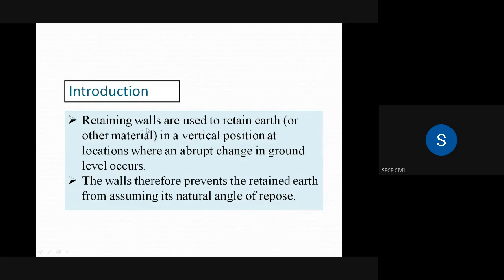So a retaining wall is nothing but a wall used to retain earth. Earth is nothing but soil mass. Retaining walls will always be in a vertical position at locations where the land may change abruptly. The walls therefore prevent the retained earth from assuming its natural angle of repose. So we are providing walls to retain the earth.